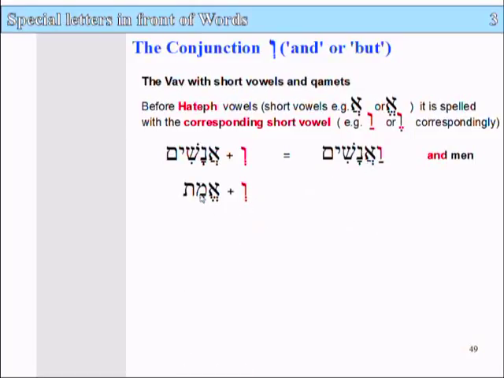Another example, the word for truth, emet, aleph mem tav. The aleph has a segol hatuf under it. We add the vav, and we get ve-emet. So it's taken the segol from the segol hatuf under the first letter, and it becomes and truth, ve-emet.